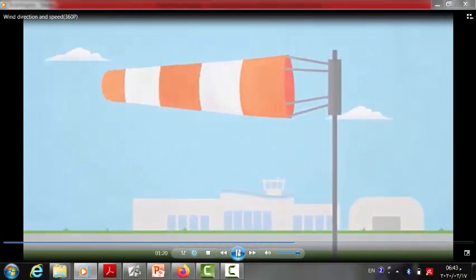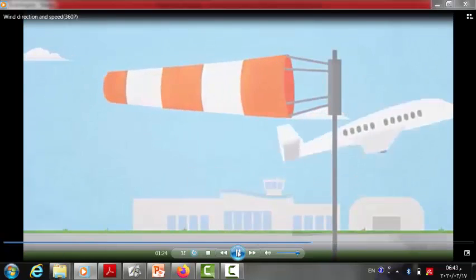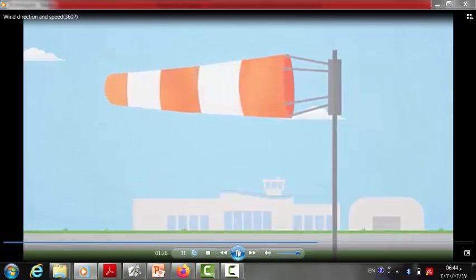At an airport, you may see wind socks. They are also used to show wind direction, but they show where the wind is moving to. Thanks for watching.